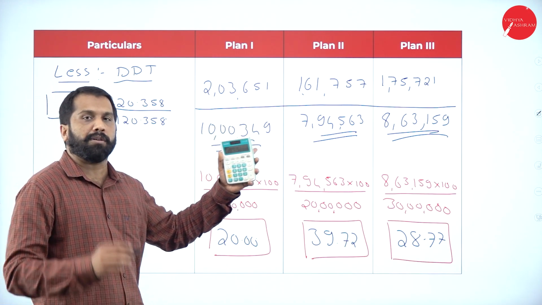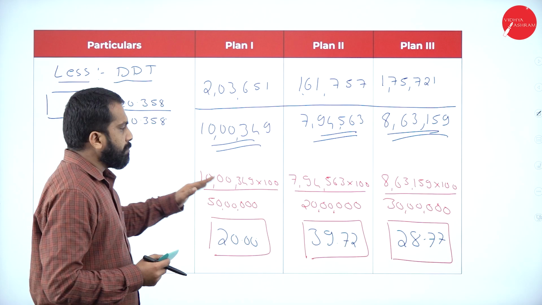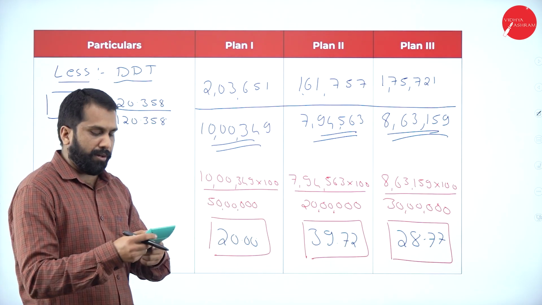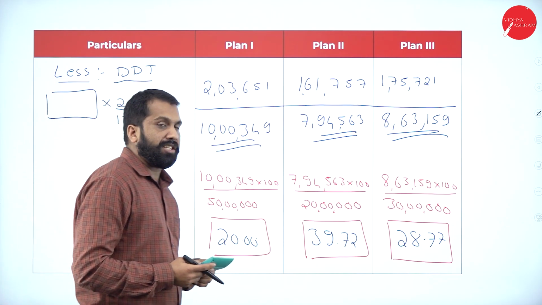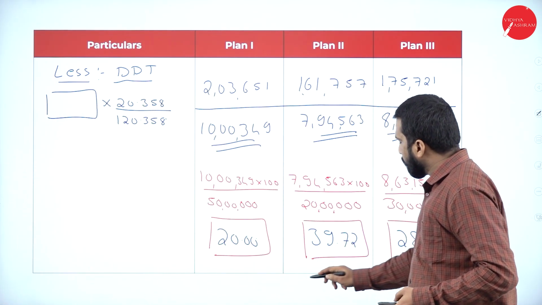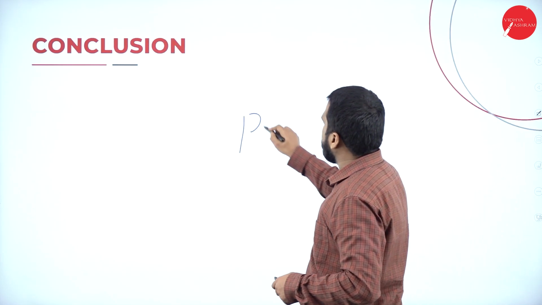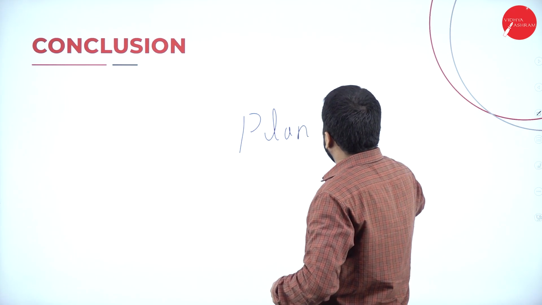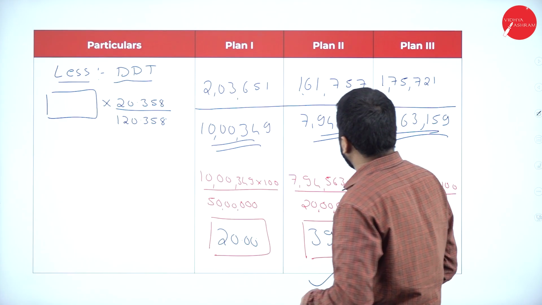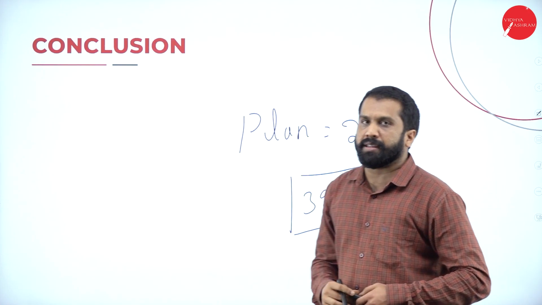If anywhere it is wrong, please correct that. I hope there is no mistake in the calculation. But the procedure, remember, the same procedure we are supposed to follow. Now, out of these three, which is good or which is accepted? Yes, option 2 is accepted. Plan 2. What is the value? 39.72. Hope you are clear.